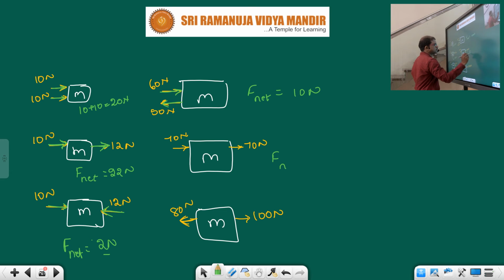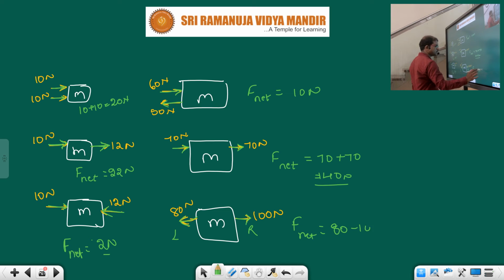Next, here, children, 70 newtons towards right, 70 newtons towards right. So both are in the same direction. So 70 plus 70, 140 newtons. Next, 80 newtons towards left, 100 newtons towards right, again opposite direction. So here what would be the net force, children? 80 minus 100, 20. Once try to figure out the directions, children. What will be the directions for all these blocks? Clear?